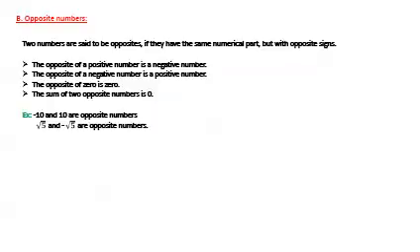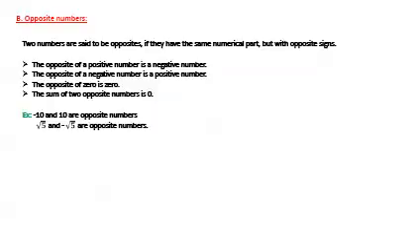And now we go for the second set, which is the opposite numbers. What do I mean by opposite numbers? Two numbers are said to be opposites if they have the same numerical part but with opposite signs. Like 5 and -5. They have the same numerical part, which is 5, but one of them is positive, the other is negative.